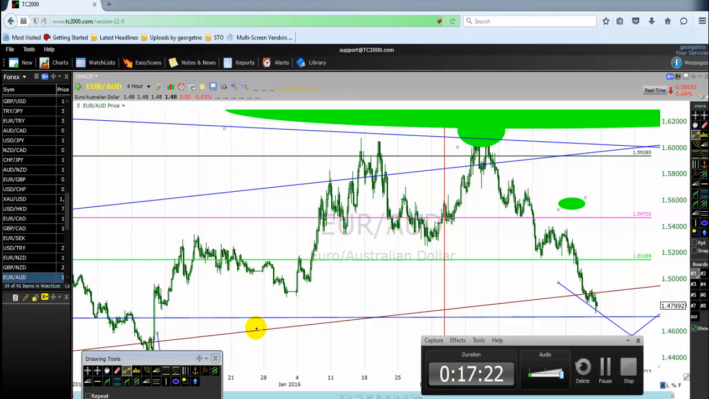Some traders may disagree with me, all right? But you want to know the characteristics, the behavior of the financial instrument that you are trading. And then what can also influence this currency pair? Crude oil will influence this currency pair. The euro dollar will influence this currency pair. And so you want to take it one step at a time.